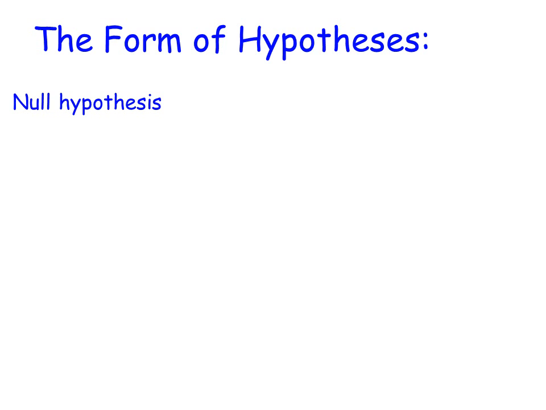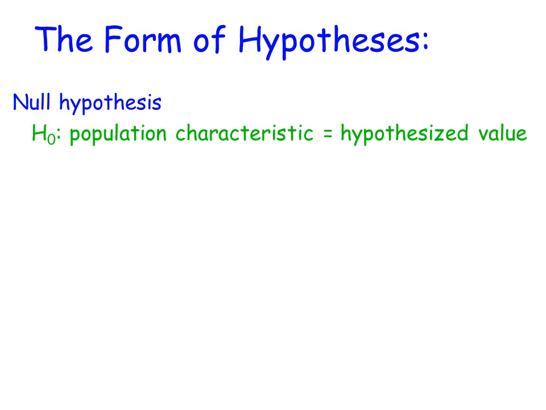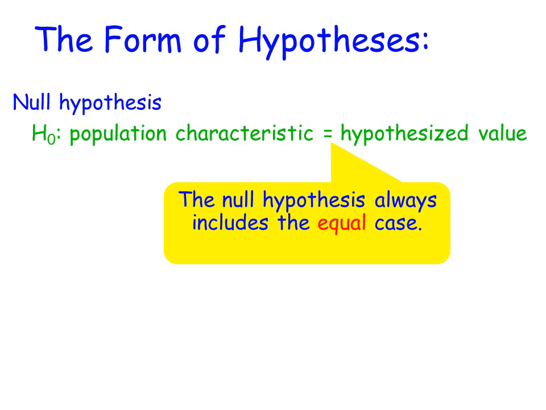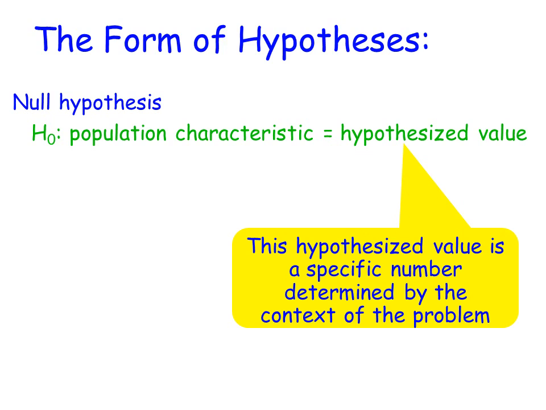The form of hypotheses looks like this. Our null hypothesis, H0, is always the population characteristic, so some symbol about the population equal to the hypothesized value. The null hypothesis always includes equal. It will be no other symbol except for equal in your null hypothesis. The hypothesized value is a specific number determined by the context of the problem.